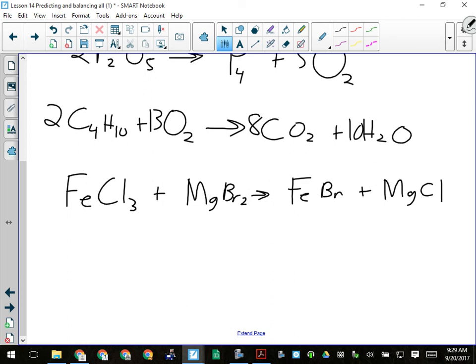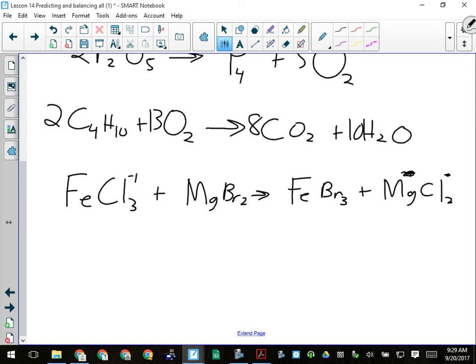Because I did this, right? Chlorine's a -1, so that's going to be FeBr3 then. And this is a 2+, and this is a 1-, so it'll be MgCl2. Guys, that pattern shows up a lot in double replacement reactions.